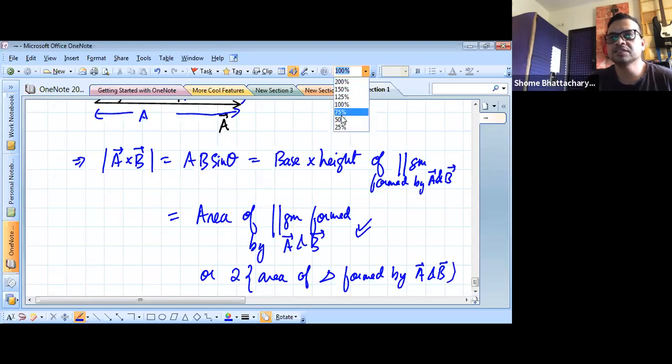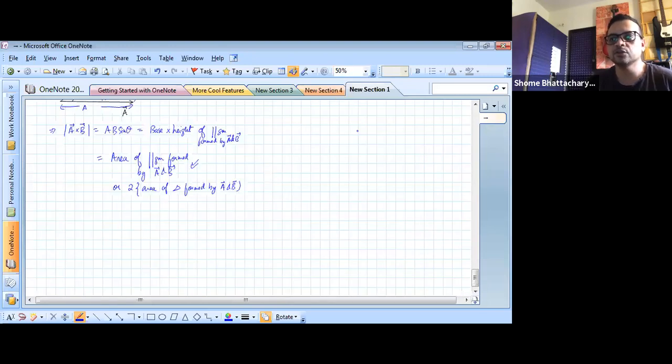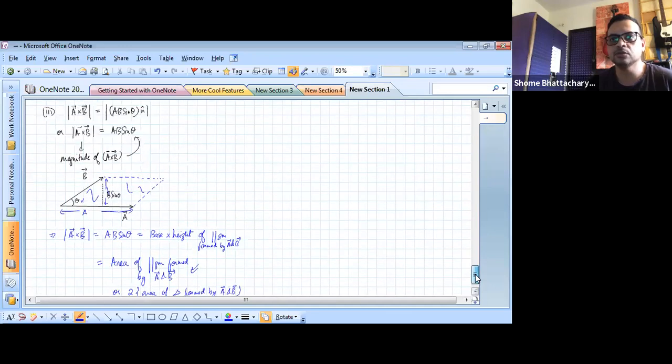In the last part we discussed the direction of A cross B, how we get n cap. Now in this third point we talk about the magnitude of A cross B. What does the magnitude of A cross B become? It becomes the area of the parallelogram formed by the vectors A and B. So that is the significance of the magnitude.